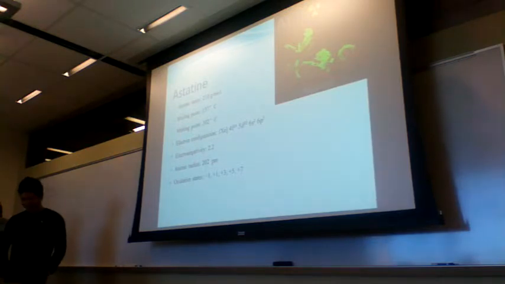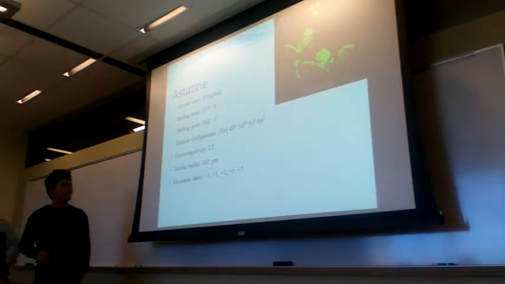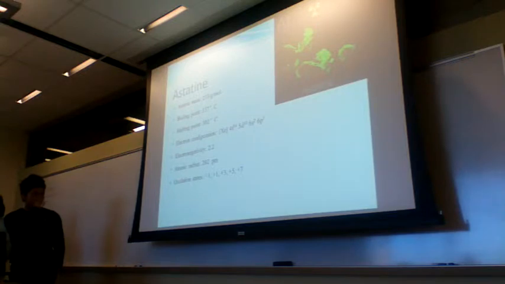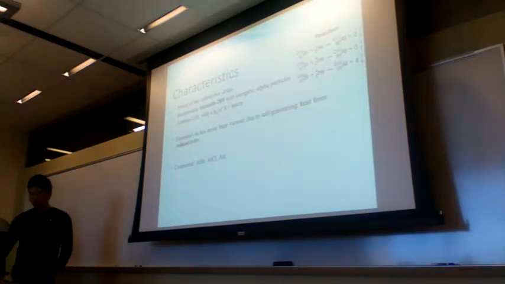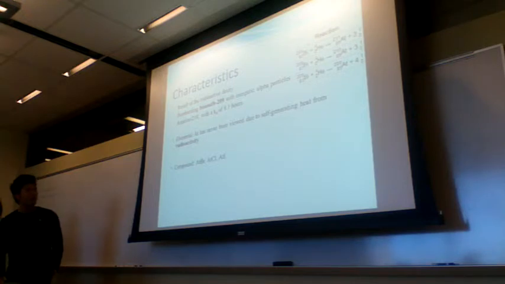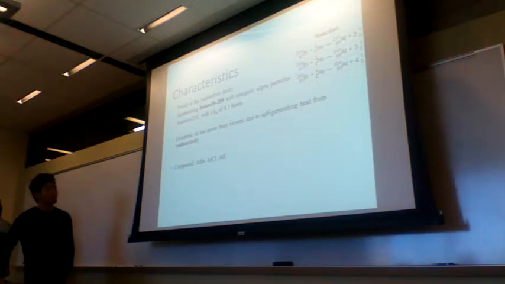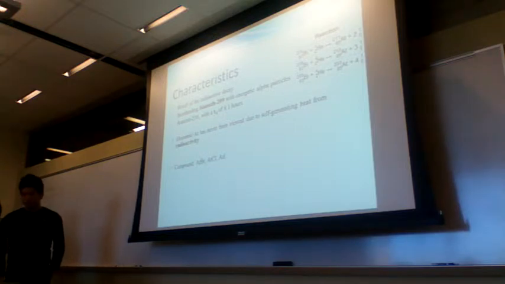So astatine. Some general facts about astatine: it has the highest boiling point and melting point, and the lowest electronegativity, 2.2. Characteristics about astatine: it's a result, it's not naturally existing. It's a result of radioactive decay, bombarding bismuth 209 with alpha particles. You get astatine 210. That's one of the longest, with the longest half-life, about 8.1 hours.